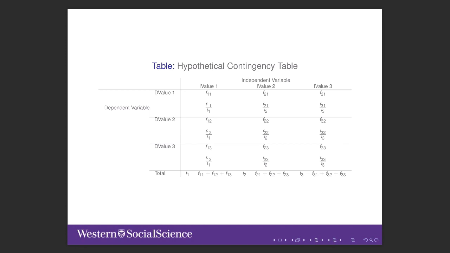Here's a hypothetical table. Note that the table is organized the way we discussed in the previous slide. Let's look at the top left cell. Here the frequency is F11 and the column percentage is F11 divided by the sum of all of the frequencies in the column, F11, F12, and F13. Let's look at a real data example from the book.